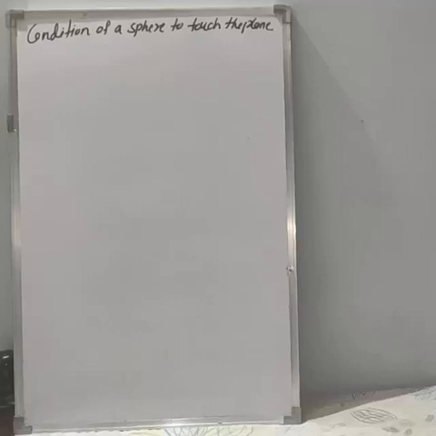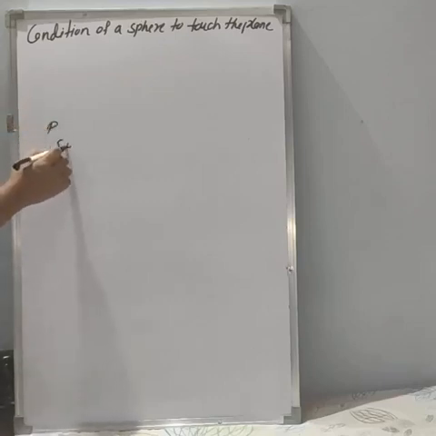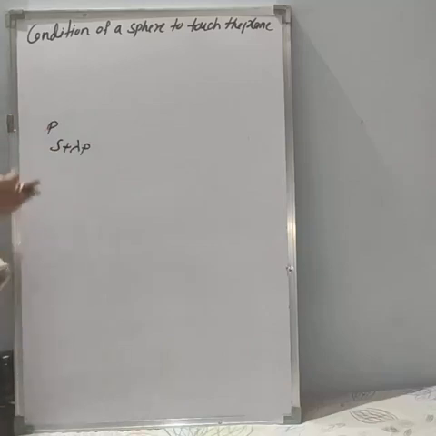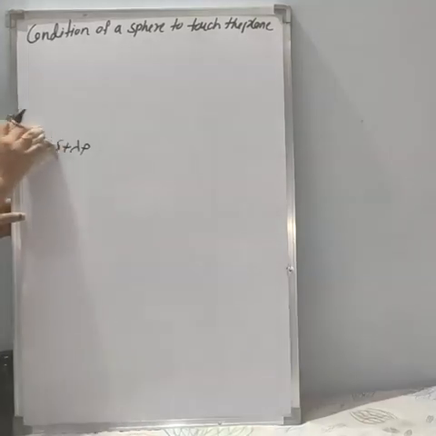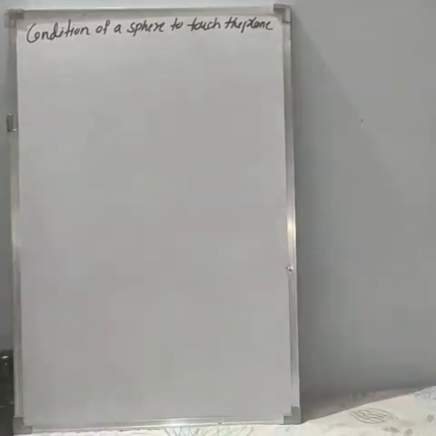Good morning, students. In this class we will see our next concept, that is the condition of a sphere to touch the plane. I think in the last class we saw how to find the equation of a sphere through the circle. That is, if S is the equation of a sphere and P is the equation of a plane, then the equation of the sphere is given by S plus lambda P. Then depending on the given condition we have to find the value of lambda. Now we have the condition of a sphere to touch the plane.